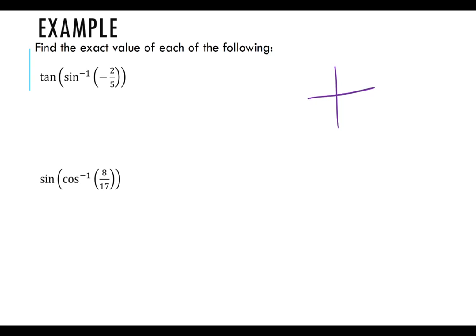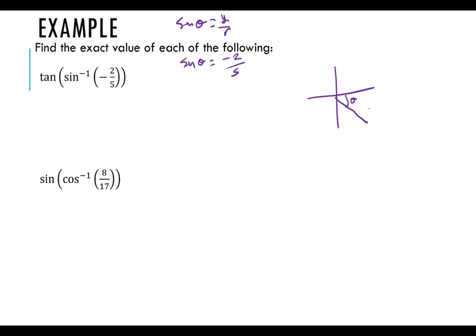Sine inverse of negative 2/5. Well, remember that our unit circle definition, sorry, not unit circle, but full circle definition of sine of theta is going to be equal to y divided by r. Now, in this situation, sine of theta is equal to negative 2/5, but I want to have a discussion about where the negative goes. Well, we're going to assume the radius is positive, and so the negative goes on top, so it's going to be negative 2 divided by positive 5, which means that we're really in quadrant 4.